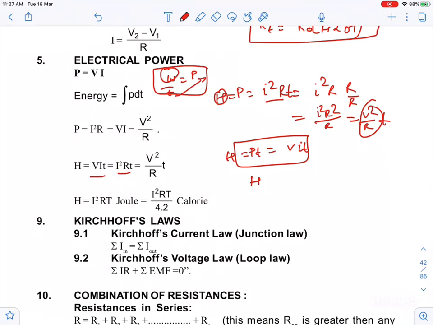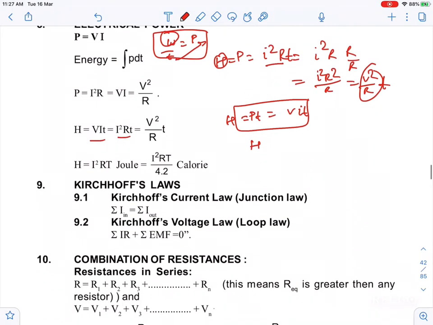Sometimes they will ask you how to calculate the total number of units and how much the cost of electricity is. This type of question is asked in class 10th, not in JEE.